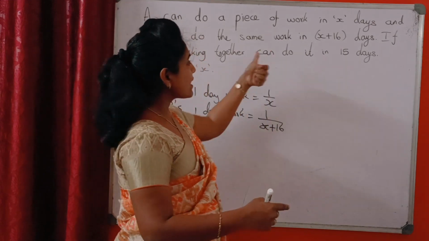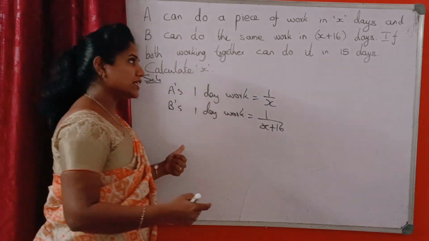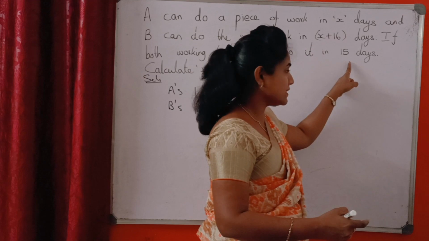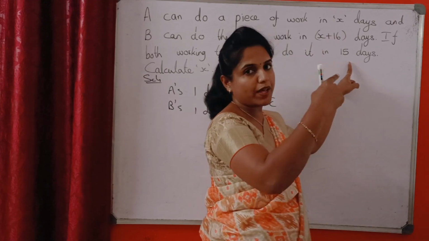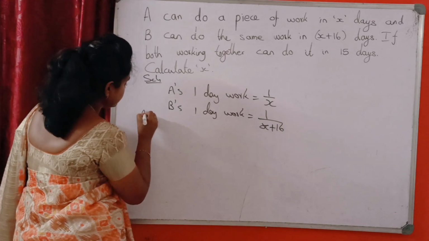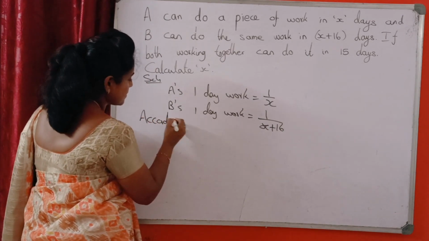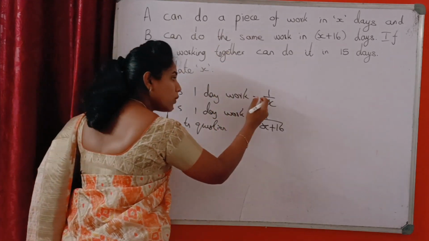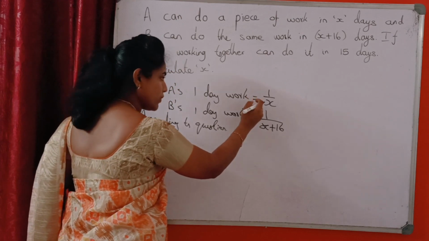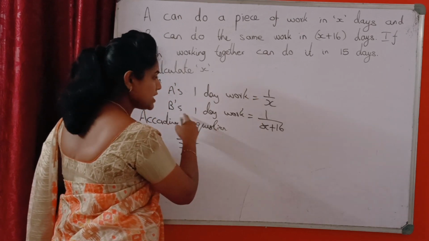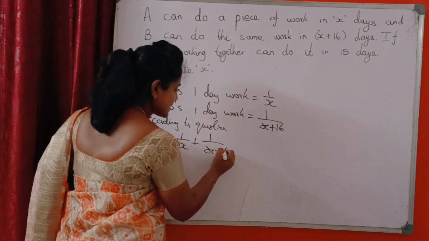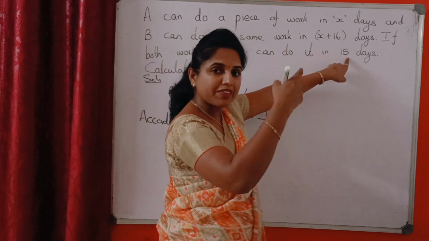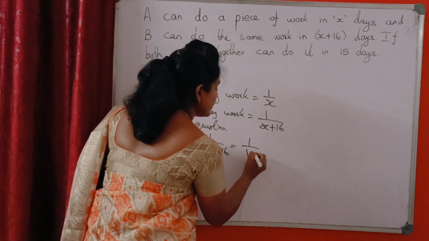And A's 1 day work is 1 by X. Now, according to the question, both working together can do the work in 15 days. So both together time is 15 days. So both together work is 1 by 15. How to form an equation? Both work together. So A's 1 day work, 1 by X, plus B's 1 day work, 1 by X plus 16, equals both working together. Time is 15 days, therefore together work is 1 by 15.